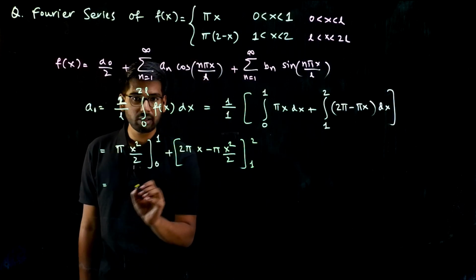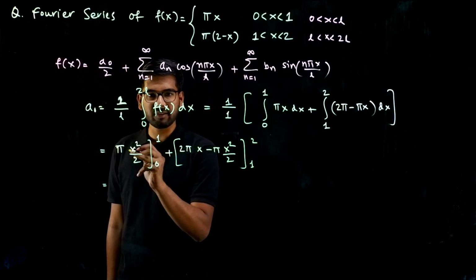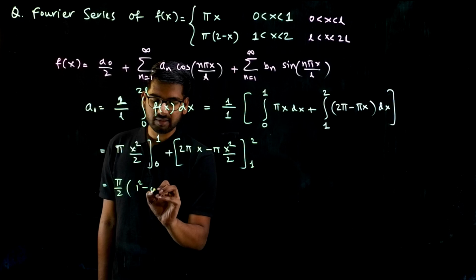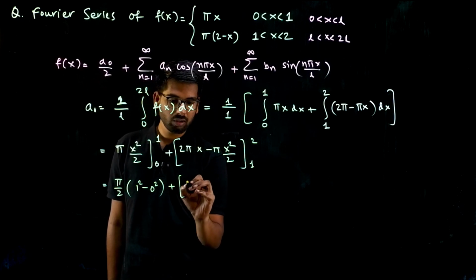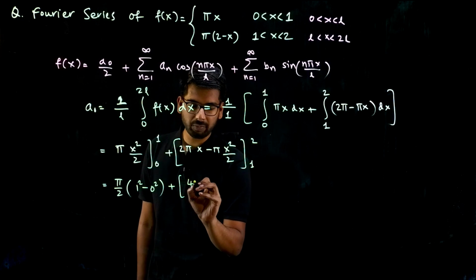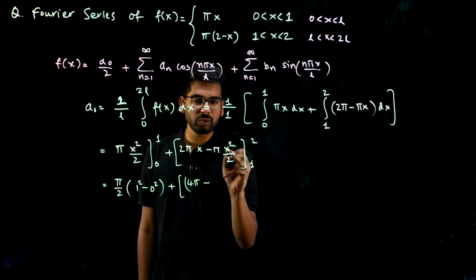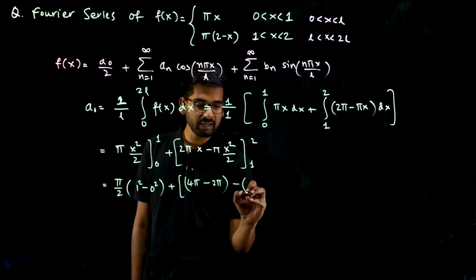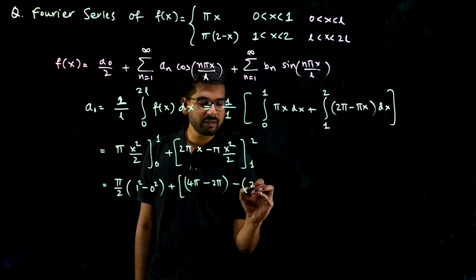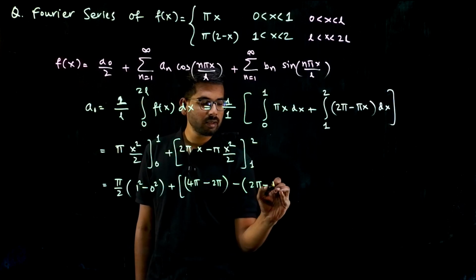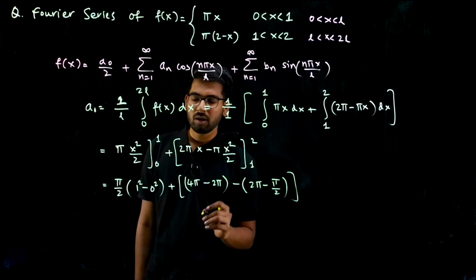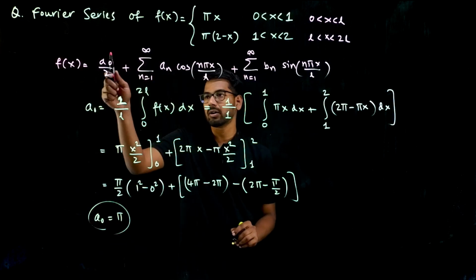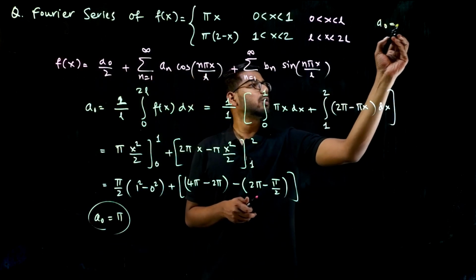So let's evaluate the limits. How do you evaluate the limits? Upper limit in place of x minus lower limit in place of x. So pi by 2 into (1 square minus 0 square), plus, if you substitute 2 here, 2 into 2 pi is 4 pi, right? Minus, if you substitute 2 here, 2 square is 4, 4 by 2 is 2, 2 into pi is 2 pi. Minus, substitute the lower limit. If you substitute 1 here, it is just 2 pi minus, if you substitute 1 here, it is just pi by 2. So if you evaluate this, what will you get? a0 is equal to pi. So we found a0.